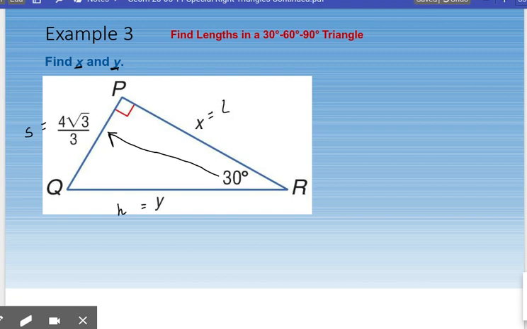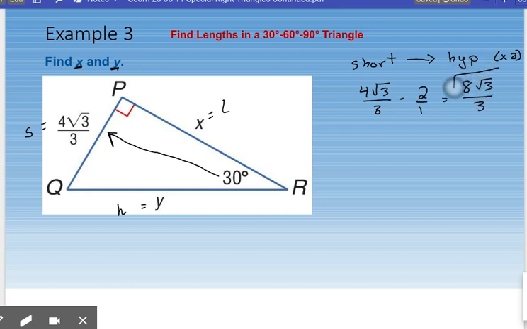Okay, so let's go ahead and go through the process. I'm going to get the hypotenuse first. So I'm going to go from the short side to the hypotenuse, and remember we're just multiplying by 2. So I have 4 square root of 3 over 3 times 2 over 1 with the fraction. 4 times 2 is 8, so I have 8 square root of 3 over 3.